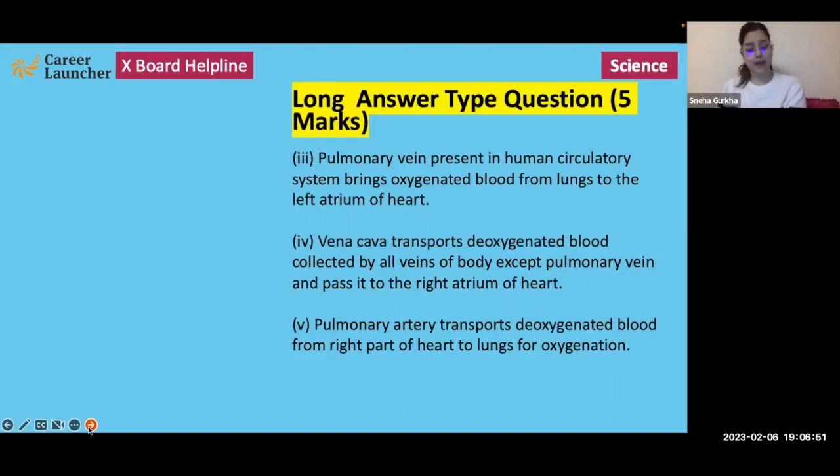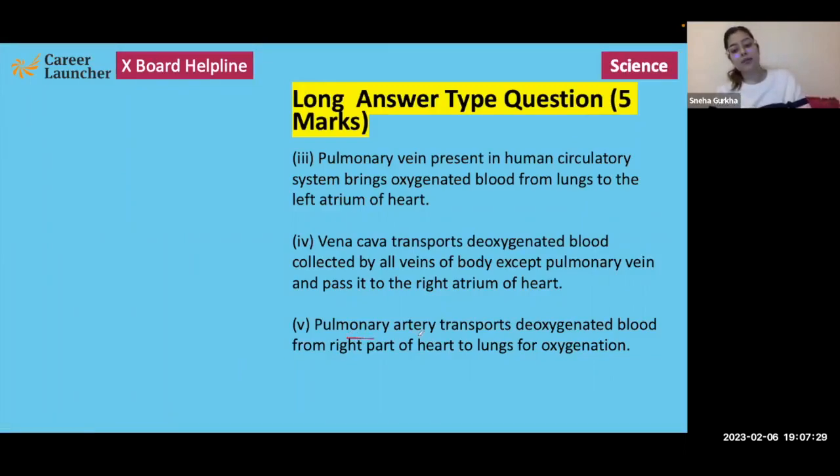Next part is vena cava. Vena cava, so superior vena cava and inferior vena cava. Superior vena cava will bring deoxygenated blood from the upper parts of the body. Inferior vena cava is going to bring deoxygenated blood from the lower parts of the body. And both these vena cavas put this deoxygenated blood in the right atrium of the heart. So vena cava will bring in the deoxygenated blood and transport it in the right atrium of the heart.